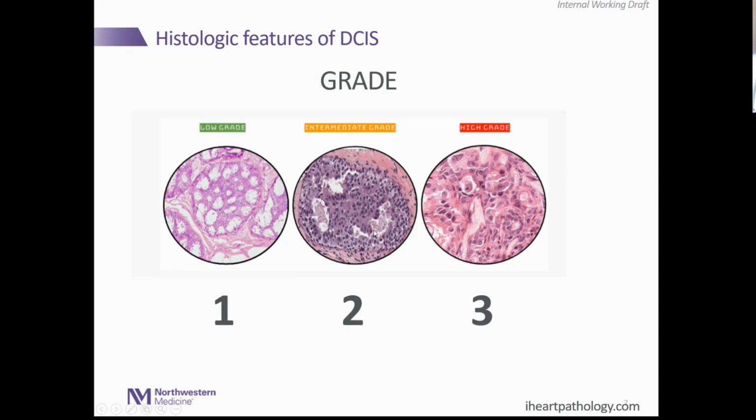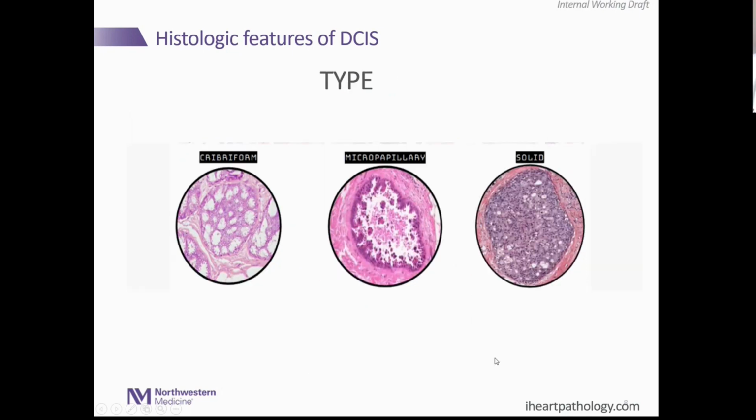And as it becomes intermediate grade, you have cells that are looking a little bit less like each other and a little bit more wild. And in high grade DCIS, you see cells that are more atypical. So again, just to keep in mind, grade 1 and 2 are considered lower risk, and grade 3 would be considered higher risk.